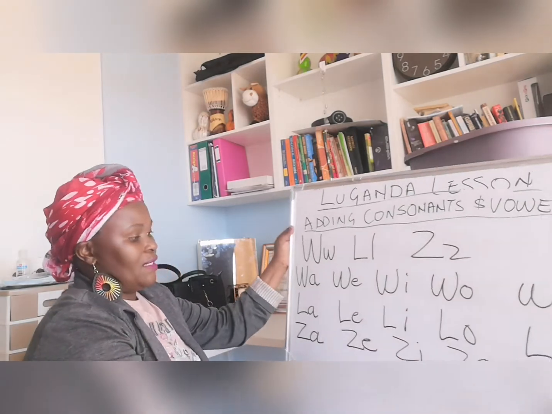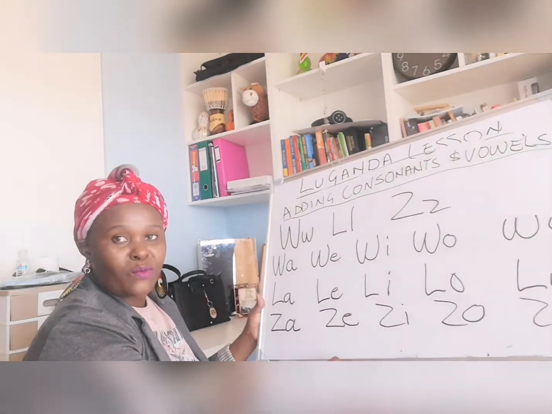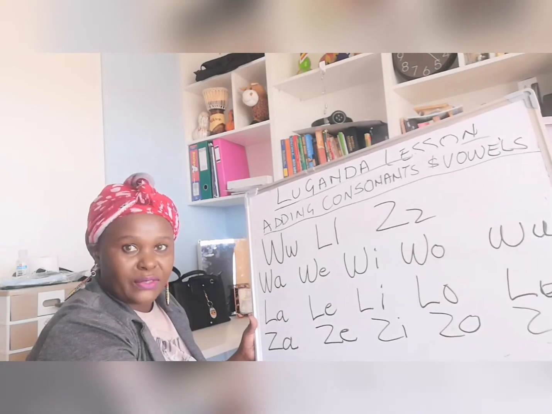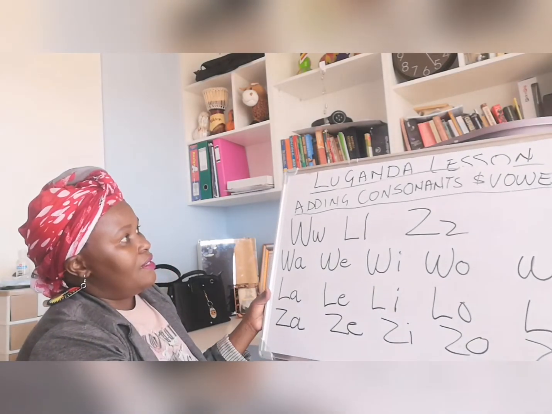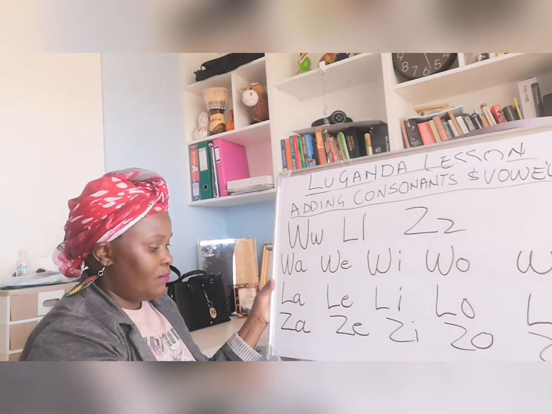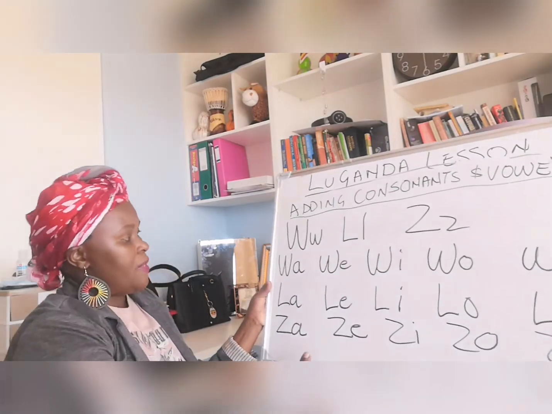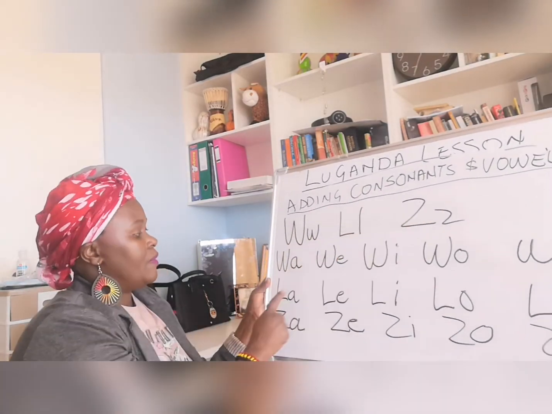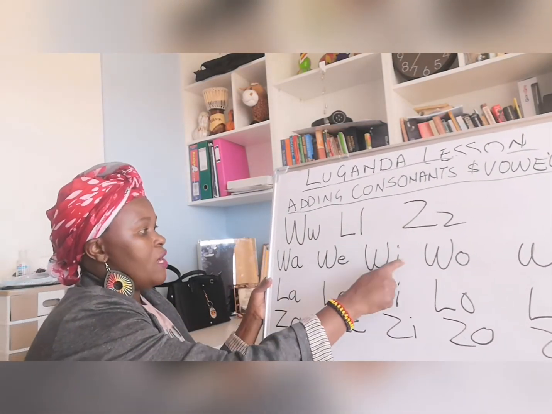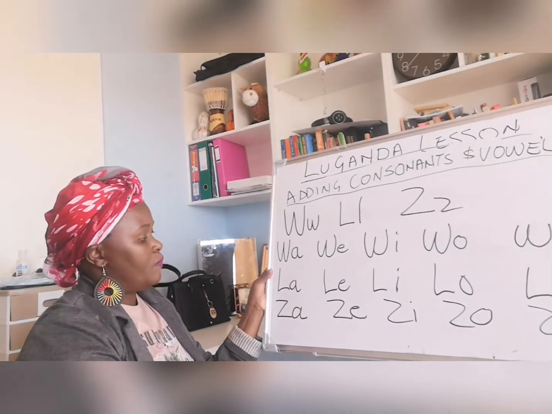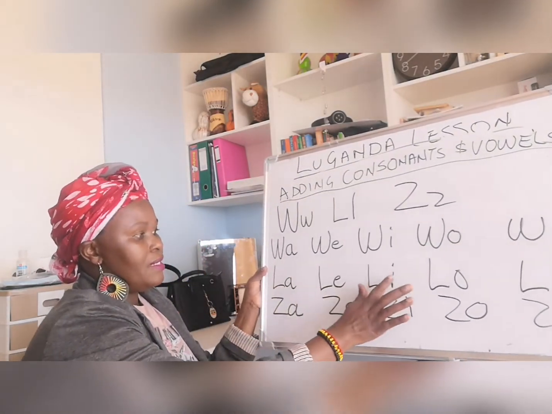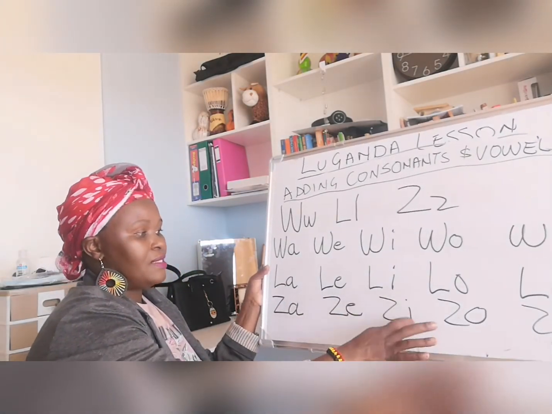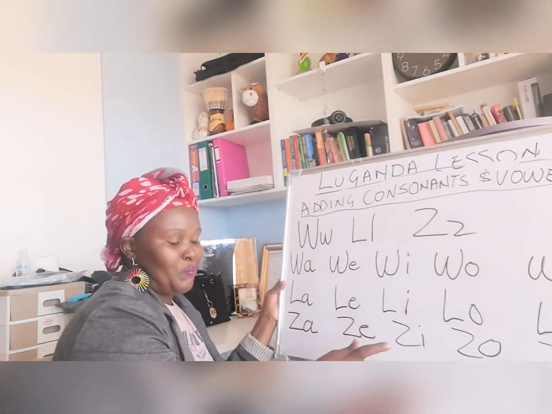So today we've seen a few letters. We add them with the vowels to make a sound. I think we saw ba, pa, wa, la, za. Wa, we, wi, wo, wu. La, le, li, lo, lu. Za, ze, zi, zo, zu.